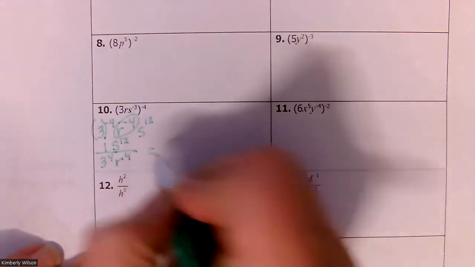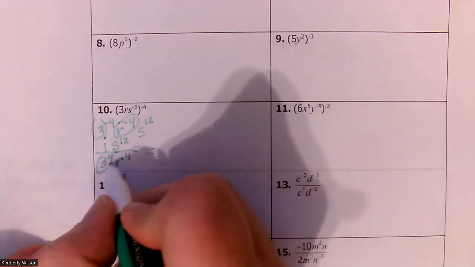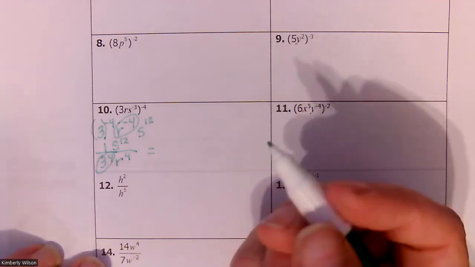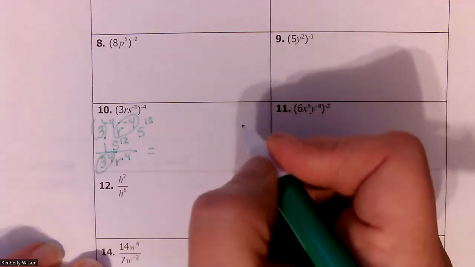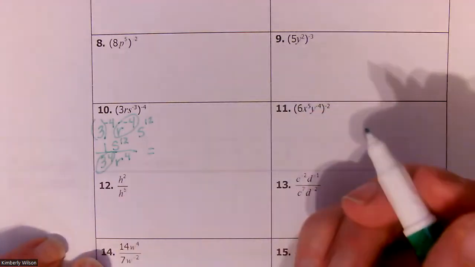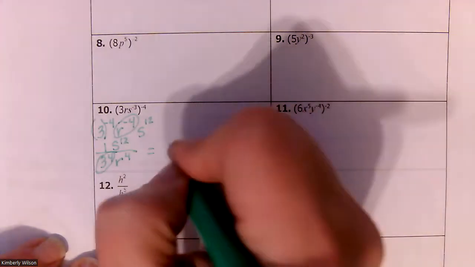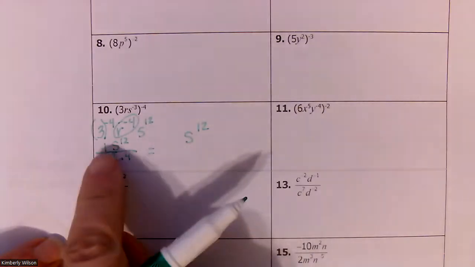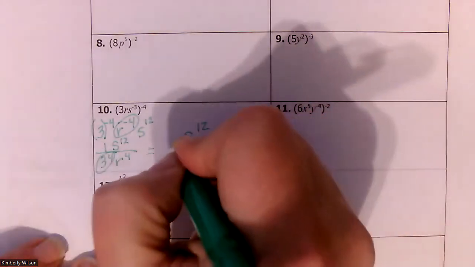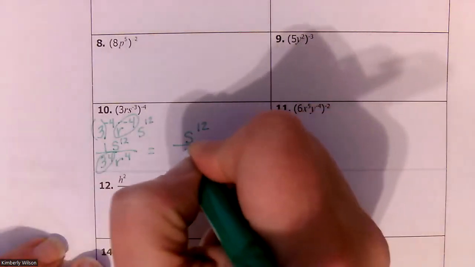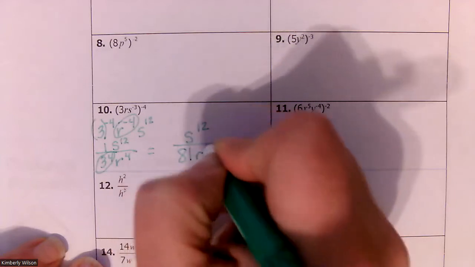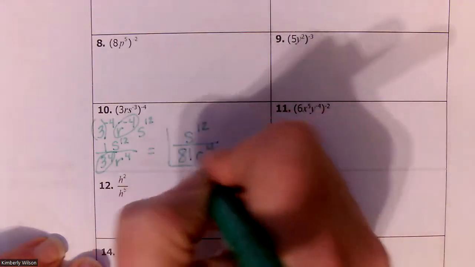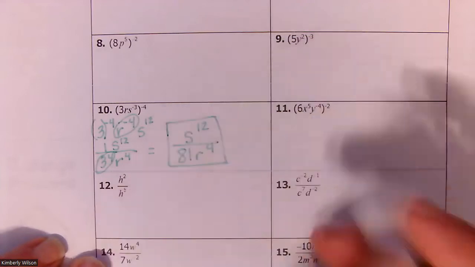Now we're not finished because I have to actually calculate this 3 to the 4th, which is 81, because 3 times 3 is 9, and 9 times 9 is 81. So we have s to the 12th. We don't write the 1. s to the 12th over 81 r to the 4th. This is the final answer.